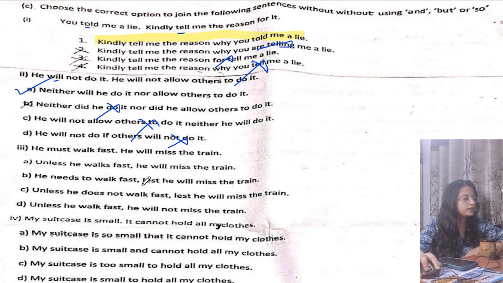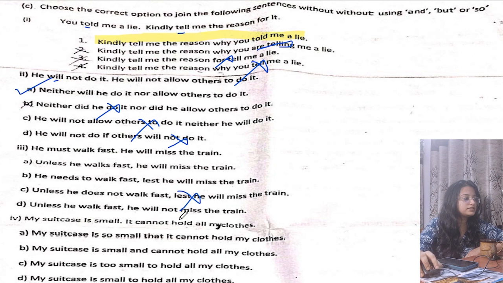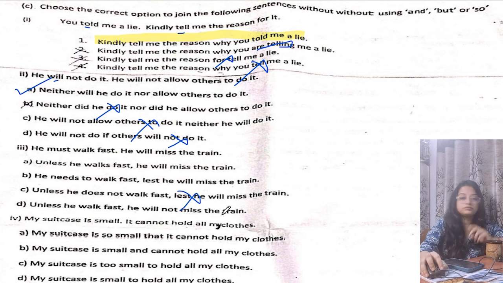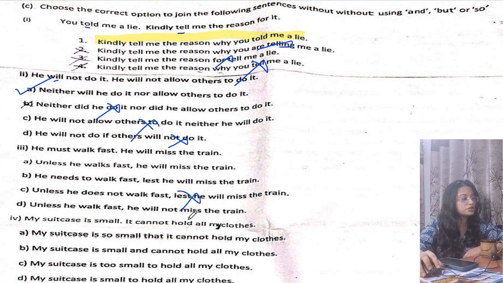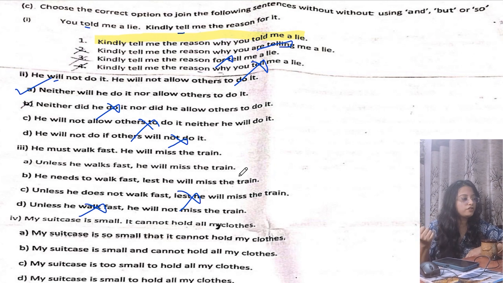He will miss the train. Unless he walks fast, he will miss the train. Correct. He needs to walk fast lest he will miss the train. Unless he does not walk fast, lest, this is incorrect. Incorrect construction. Unless he walk fast, walk is over correct. So 2 things we need to check once more. Unless he walks fast, he will miss the train. He needs to walk fast lest he will miss the train.